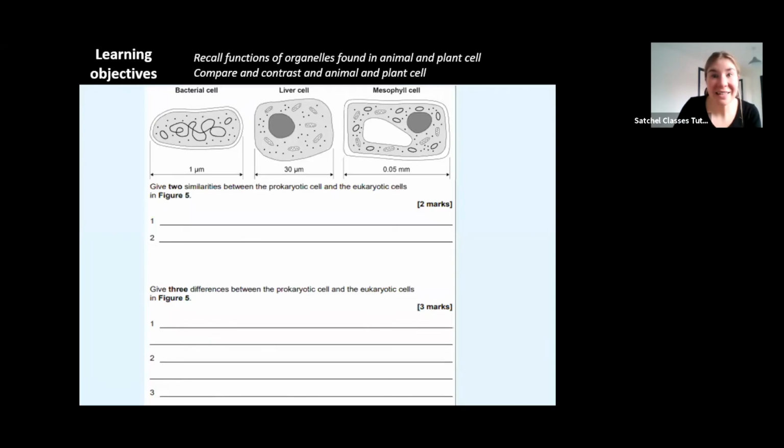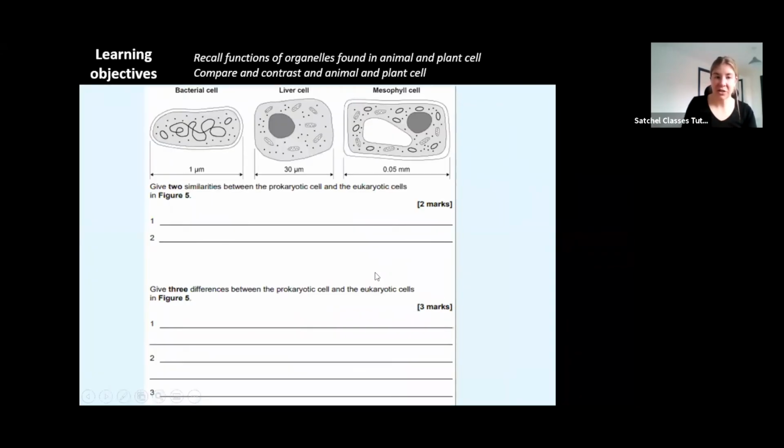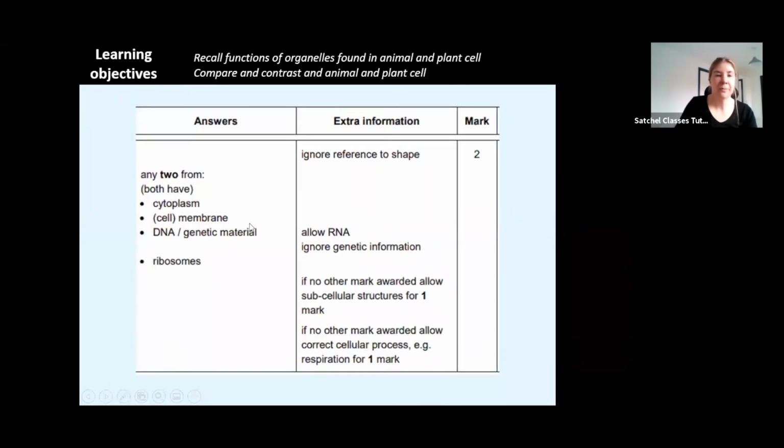And of course, then let's self-assess. Let's see if you've really understood these learning objectives. So this is for the first part, which is worth 2 marks. You could say that they both have cytoplasm, they both have membrane, they both have DNA, they both have ribosomes. Any of those is correct.